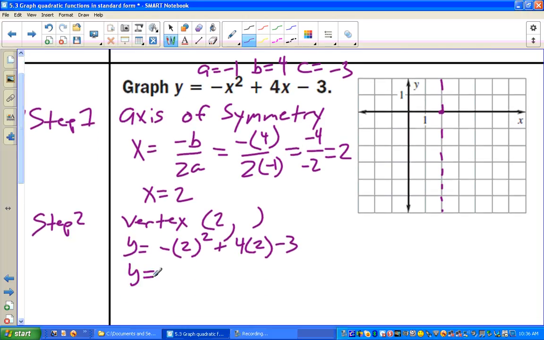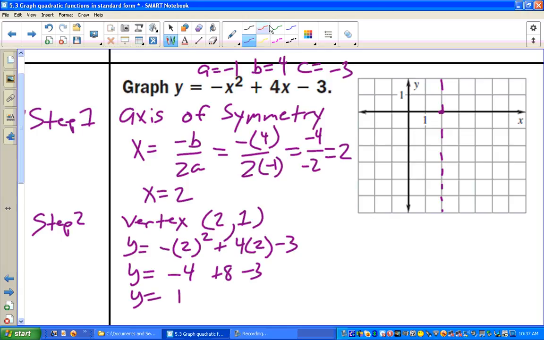This would be y equals, if I'm using my brain, I have to think order of operations. I'm going to calculate exponents first. So 2 squared is 4. And I'm going to take that 4 and I'm going to multiply it by this negative 1. So that gives me negative 4. And then I go 4 times 2 is 8. And I have my minus 3. And then I'm going to go negative 4 plus 8 is positive 4. And 4 minus 3 is positive 1. So my vertex is the point 2, 1.